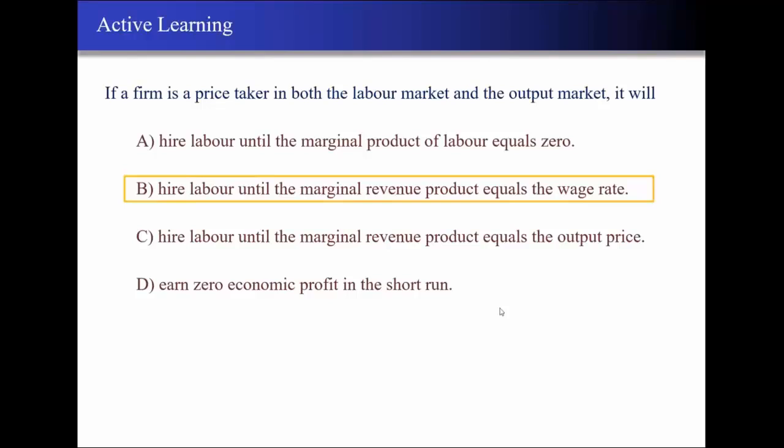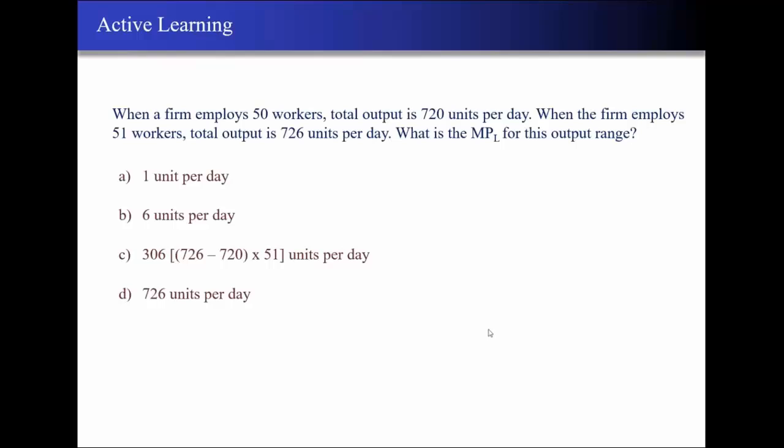Okay, so here we have a question. Let me open your poll. It says, when a firm employs 50 workers, total output is 720. If it hires another one, the output increases to 726. So this one's an easy question. Everyone should get this. What's the marginal product of labor for this output range, which is just hiring this one worker? So when you hire this one worker, what's the marginal product? Okay, 3, 2, 1, and 0. 80% got it right. Good job. So it's 6 units per day. There's one worker hired, they make 6 extra units, so that must be the marginal product, right?